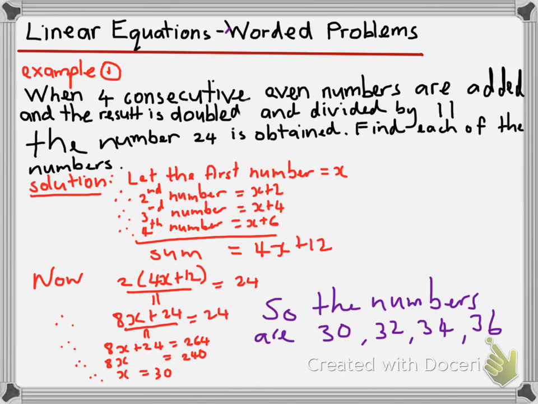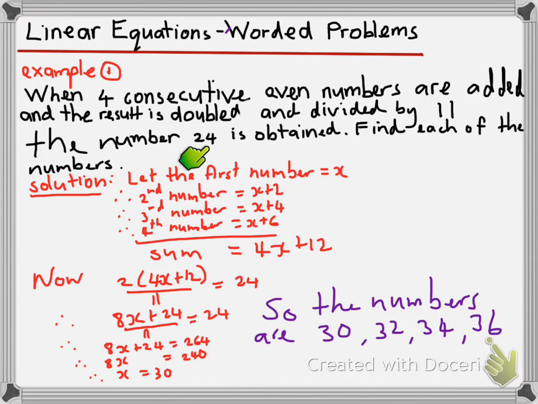Now you can see that what I've done here is I don't know what the first number is, so I'm going to call that x. And given that I know that we have consecutive even numbers, the next number will have to be 2 more than that. So the second number will be x plus 2, and likewise the third number will be x plus 4, and the fourth number will be x plus 6.